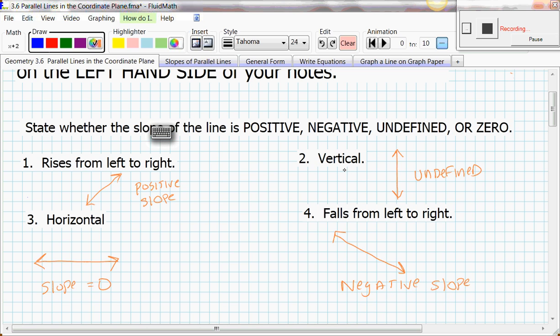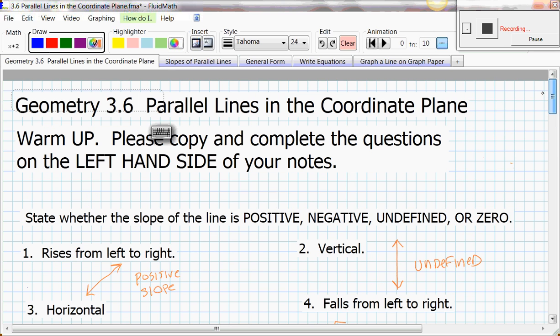A lot of people get vertical and horizontal slopes mixed up. So vertical slopes are undefined, horizontal slopes are equal to 0. So that was our little warm-up today.